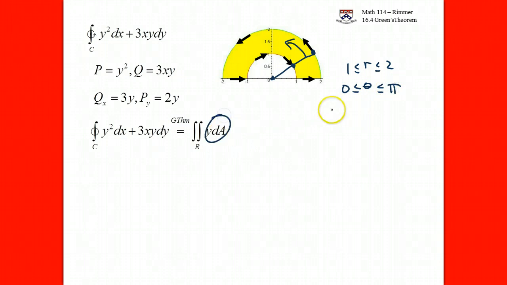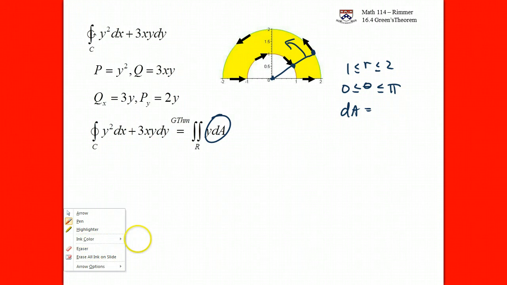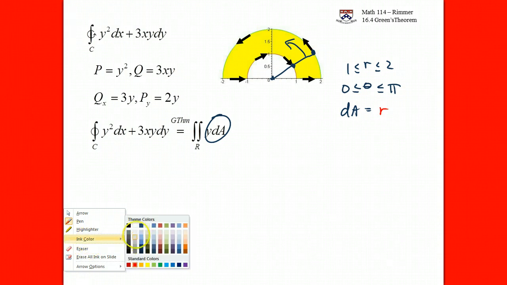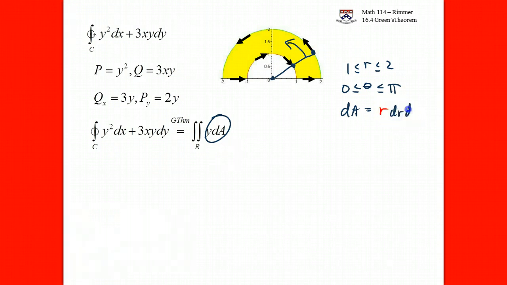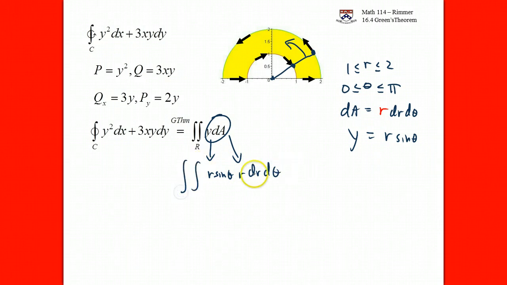But what about this junk? What does dA become? Yeah, I can't forget that r. r is critical. r dr d theta. Okay. And then y is going to have to turn into r sine theta. So y becomes r sine theta. dA becomes r dr d theta. The double integral is r goes from 1 to 2 and theta goes from 0 to pi.